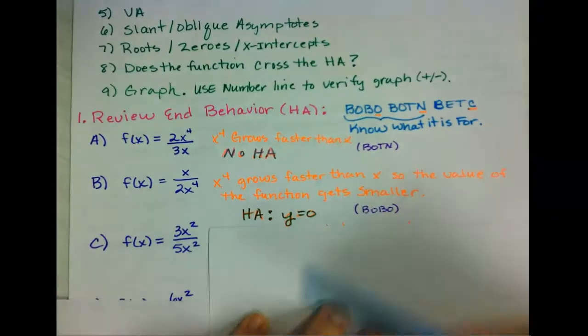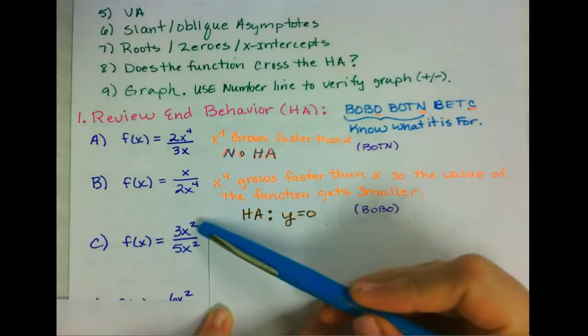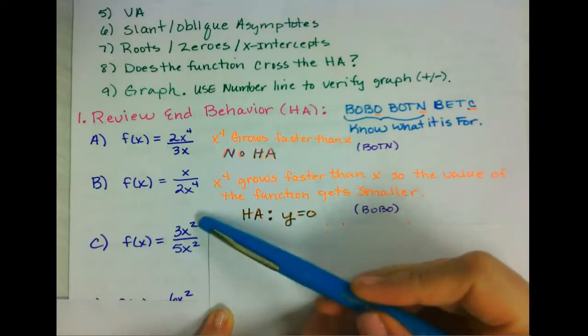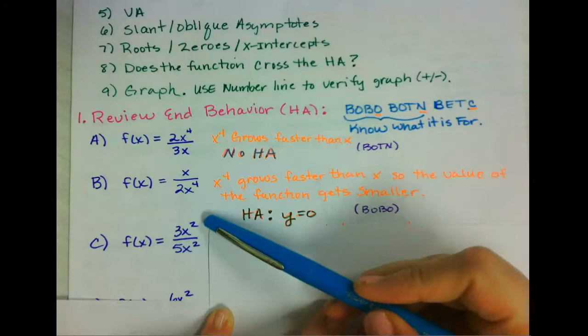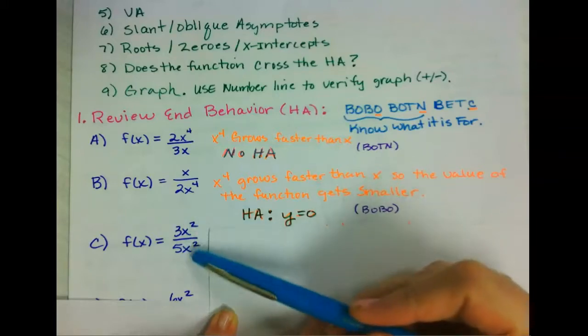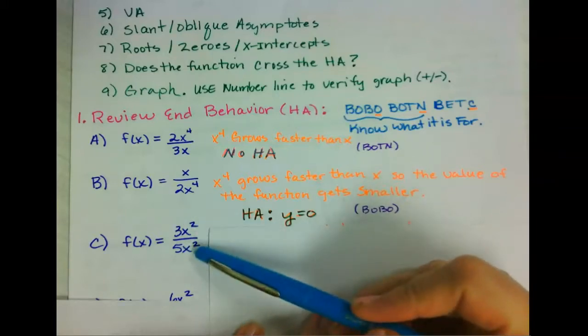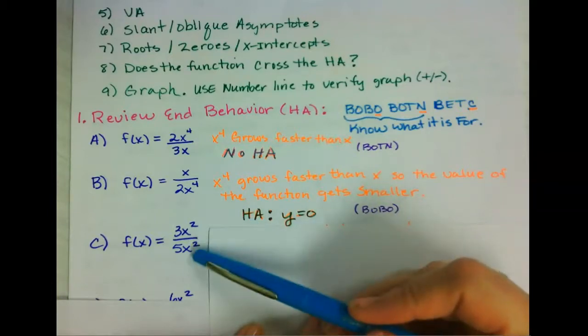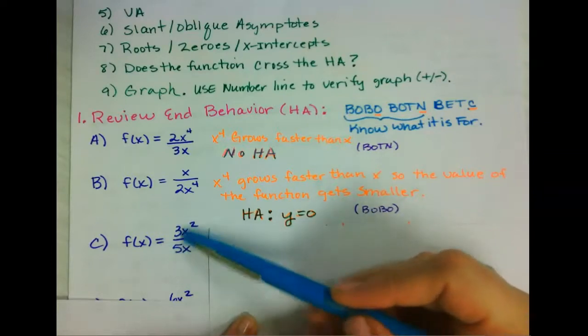So on this particular problem, we can see that the top and the bottom are growing at the same rate, right? This isn't bigger than that. So that means that x squared on top is growing at the same rate as the bottom. And what happens here is you get a value that converges or hovers around a specific number. And the number is the ratio of these coefficients.